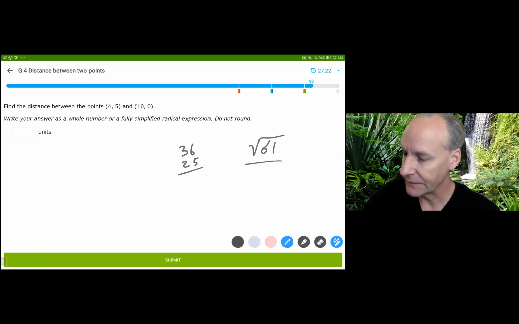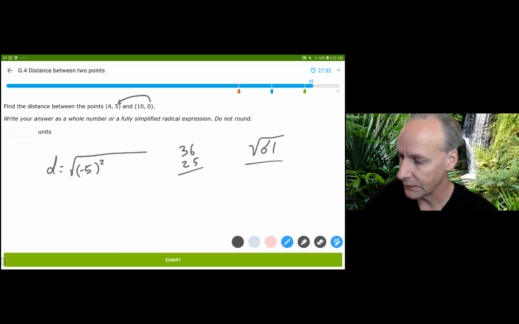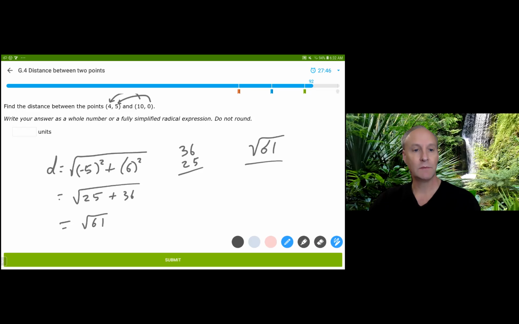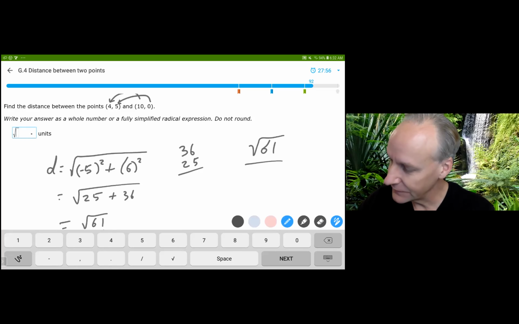If you're wondering where I got the 36, the distance is equal to the square root of the difference in the y's, which is 5, negative 5 actually, if I subtract in that order, squared. And 10 minus 4 is 6 squared. And that is the square root of 25 plus 36. And that is the square root of 61. And we're all done because 61 is a prime. You need to know those prime numbers. Makes it easy so you don't have to be looking for factors all the time. So square root of 61. And it looks like we're done.